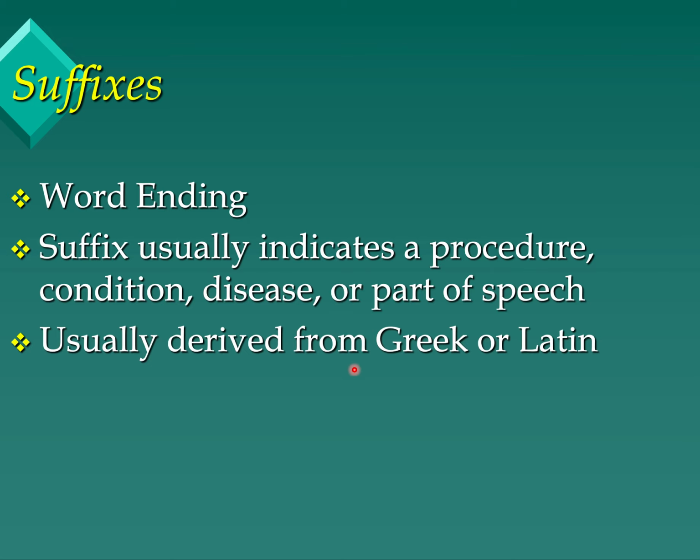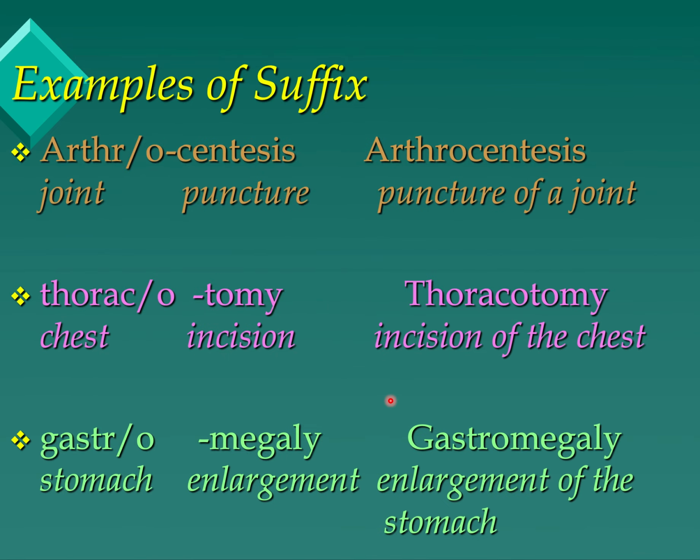Suffix. These are the word endings, and a suffix usually indicates a procedure, condition, disease, or part of speech, and is usually derived from Greek or Latin. Examples of suffix. We have arthr, which means joint. Centesis means puncture. So when we want to say puncture of a joint, we say arthrocentesis. We have to add O here because C is a consonant, and we have to add a vowel here to make it easy to pronounce. So the pronunciation becomes easy, arthrocentesis.